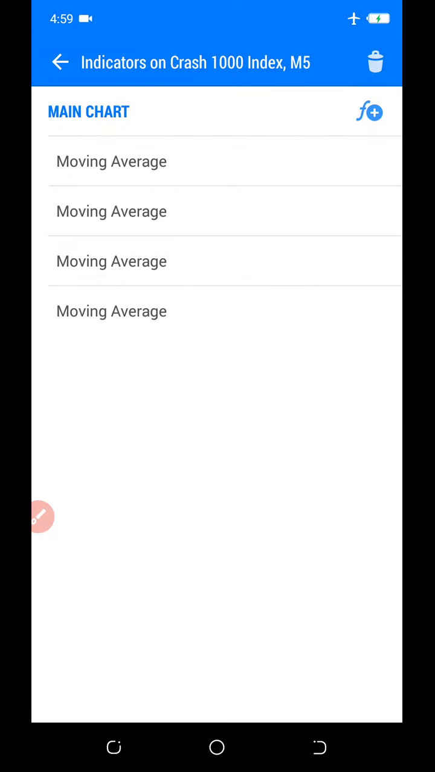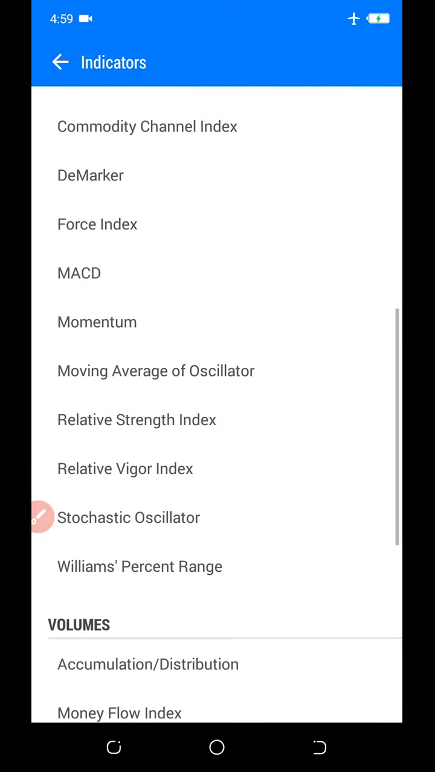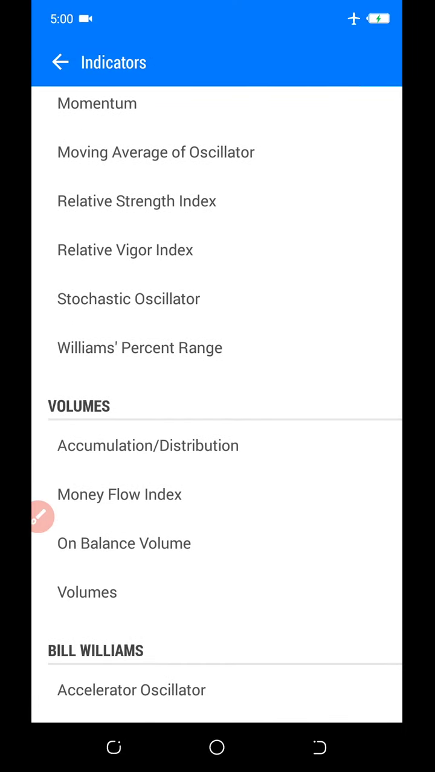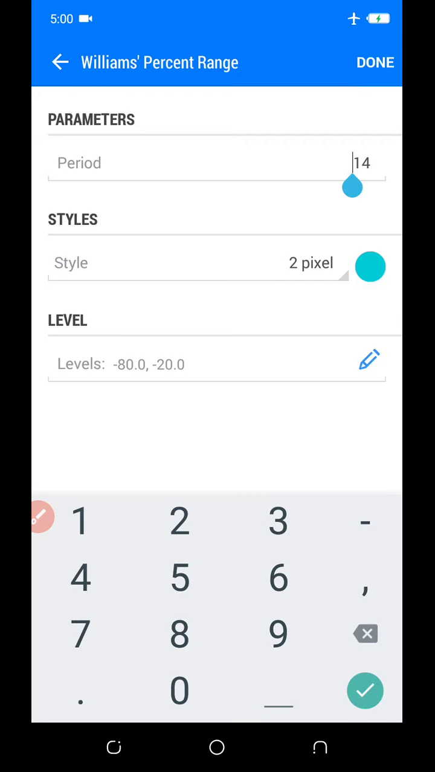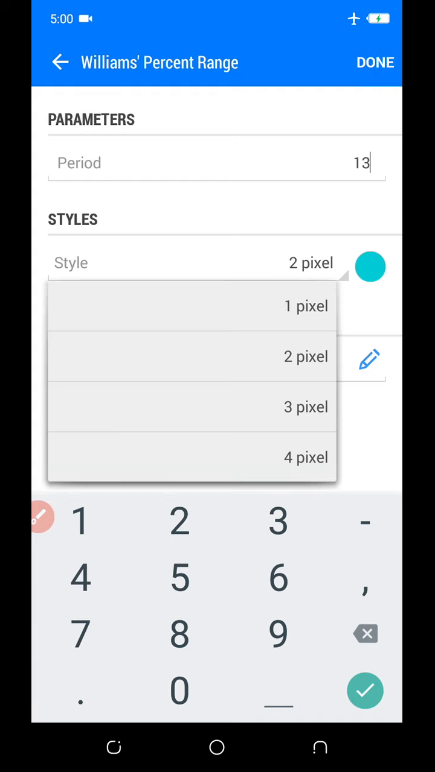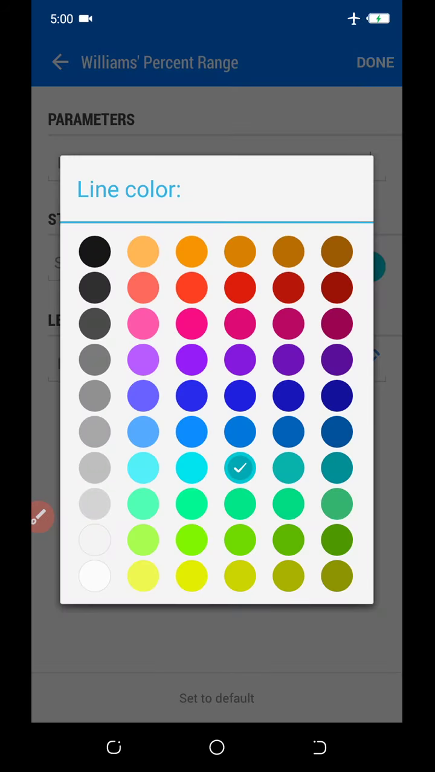So we come here and then we add the Williams percentage range. Look at that, WPR. Now look at it. By default, you're going to see 14. This is how yours will look if you're coming here for the first time. But we're going to change the period to 13 and then change the pixel to 3. We use blue color here.